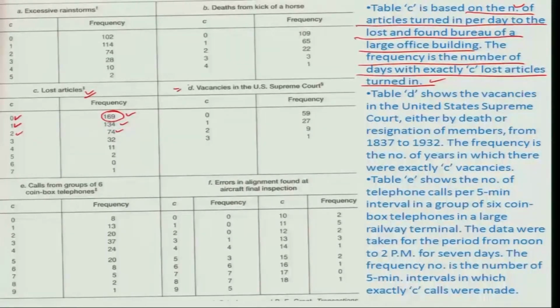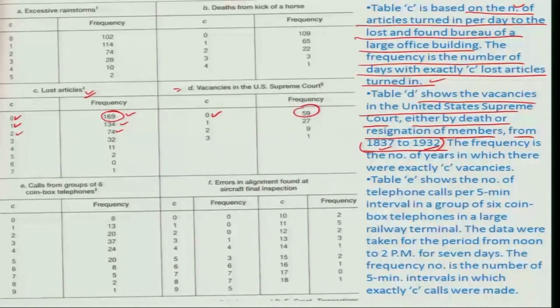Table D, for example, shows the vacancies of the United States Supreme Court either by death or resignation of members from 1837 to 1932. So it records close to 97 years or 95 years of data, subsequently. So there are 0 such cases of vacancies coming in this United States Supreme Court either by death or resignation of the members at least 59 times among this 1837 to 1932, 95 years period.